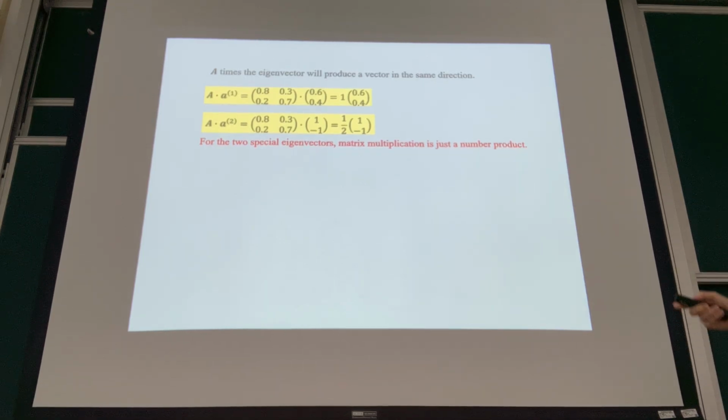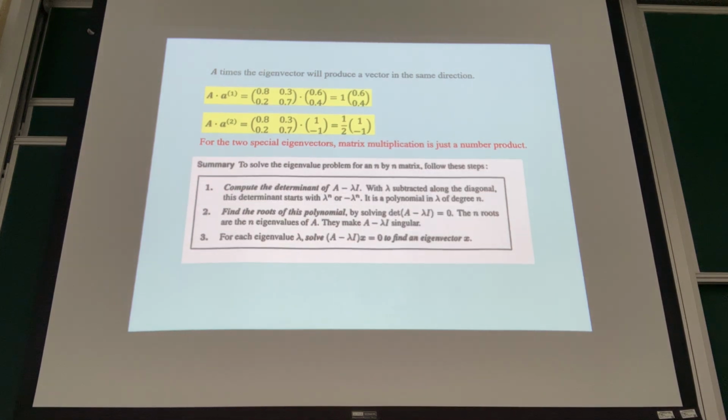So I will say for these two special cases, matrix multiplication is just a number product. Hope you understand the final words. Okay? And here is a summary of the procedure from the textbook. It's very, very standard, but it's important. So that's why I go over it. I think that's the fourth time through the process. We've gone through this whole thing four times, it will definitely be on the final exam, guaranteed. It will be on the final exam.